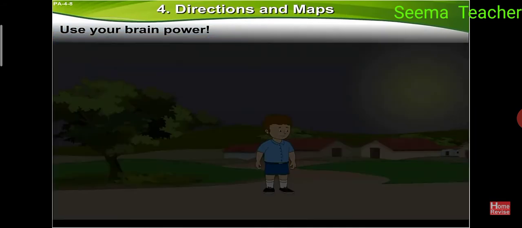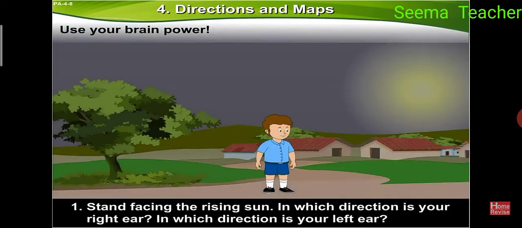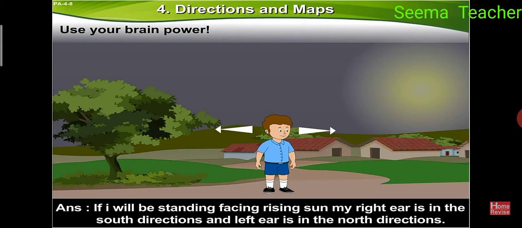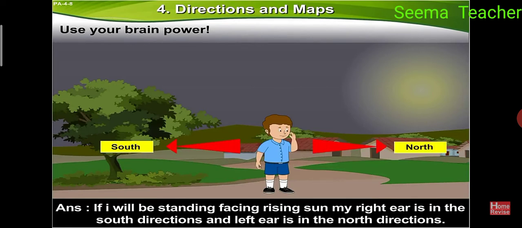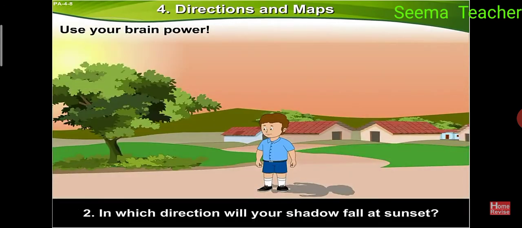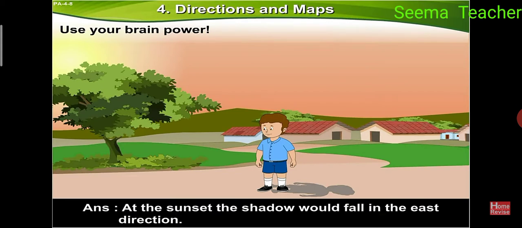Use your brain power. Stand facing the rising sun. In which direction is your right ear? In which direction is your left ear? If I am standing facing the rising sun, my right ear is in the south direction and my left ear is in the north direction. In which direction will your shadow fall at sunset? At sunset, the shadow would fall in the east direction.